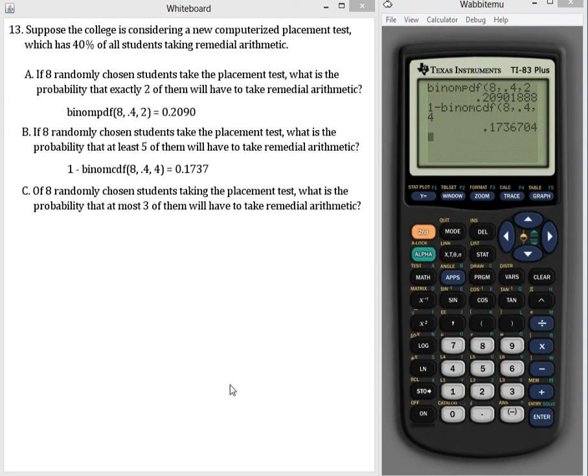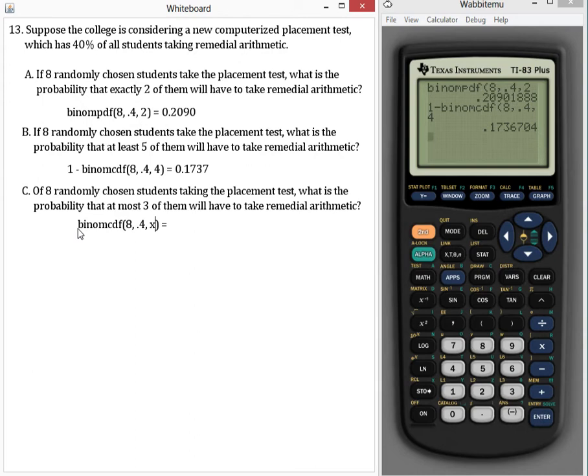Part C, of 8 randomly chosen students taking the placement test, what is the probability that at most 3 of them will have to take remedial arithmetic? Well, we're going to be using Binomcdf again here because we're going to be adding up individual probabilities, getting the sum of the total. Now, the inputs for Binomcdf, here's what we want to do. So, of course, it takes 3 inputs, n, p, and x. And n is the number of trials. It's still 8. P, probability of success, still 0.4. X is the maximum number of successes that we want to stop the adding with.